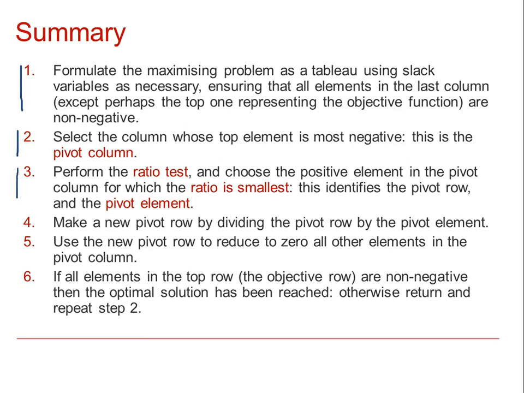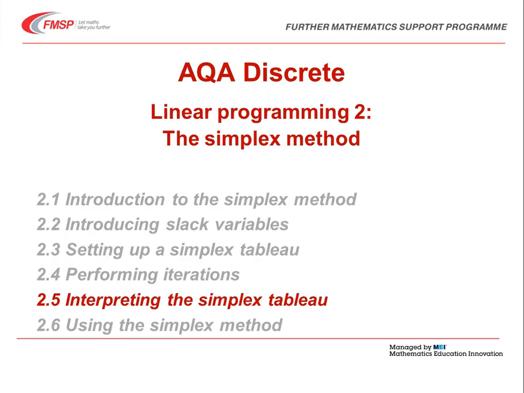That gives us a pivot element, and then we work out that new column to have 0, 0 and 1 in the appropriate place, and then all of the new rows are produced by using the row operations. We keep repeating that process until all of the elements in the top row are non-negative. That concludes this video, and in the next one we'll look at how we interpret that final solution.